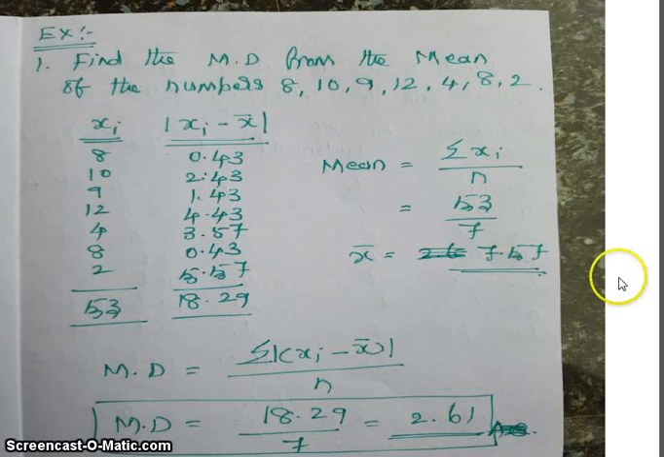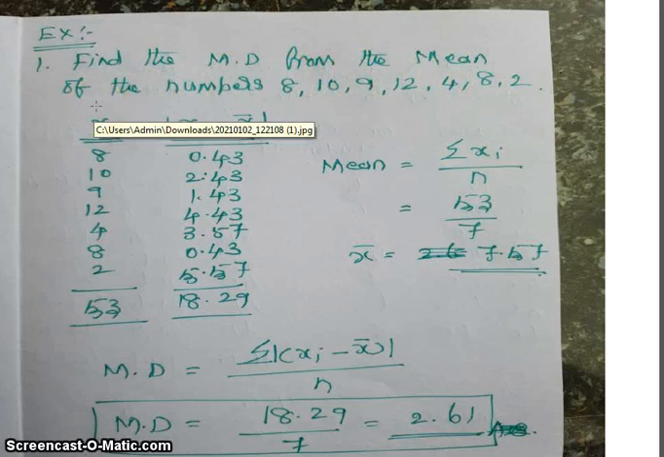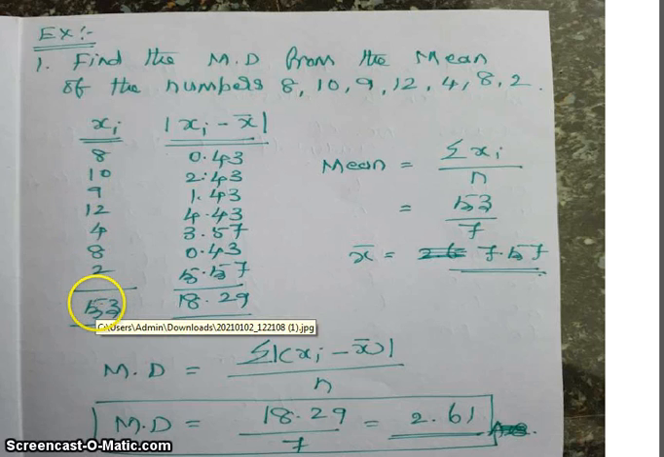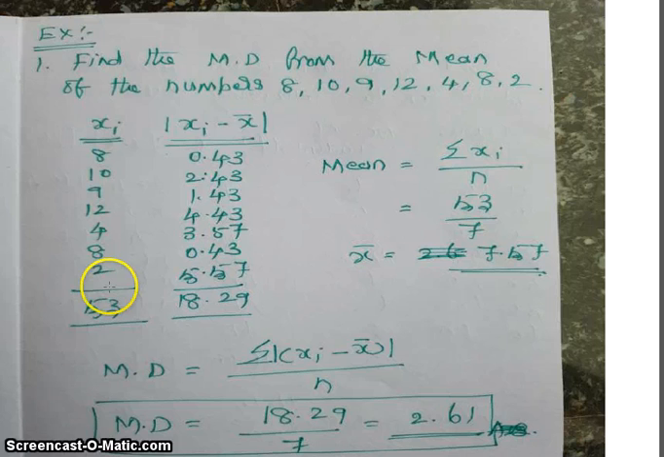Now we will see one example for the calculation of mean deviation. Find the mean deviation from the mean for the numbers 8, 10, 11, 12, 8, 4, 2. So these are all the given values. It's a very simple raw data. I have taken them as xi: x1, x2, x3, x4, x5, x6, x7. 7 values are given. So the summation of these x values is 53.